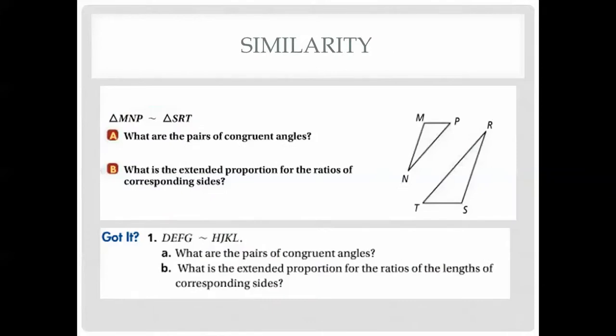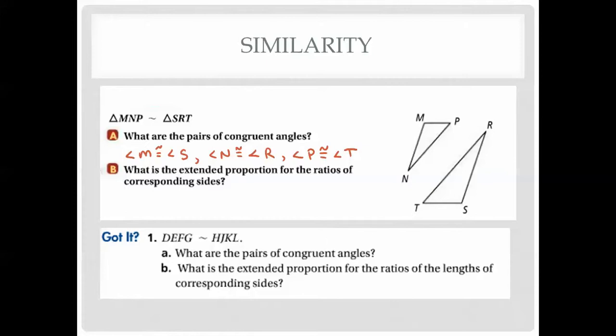All right, so we're going to take a look at a couple figures. We have a similarity statement, and we're going to first start by making sure all the angles are congruent. If triangle MNP is similar to triangle SRT, what are the pairs of congruent angles? Well, angle M is congruent to S, angle N is congruent to R, and angle P is congruent to T.